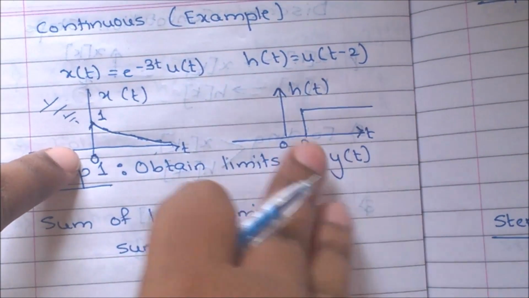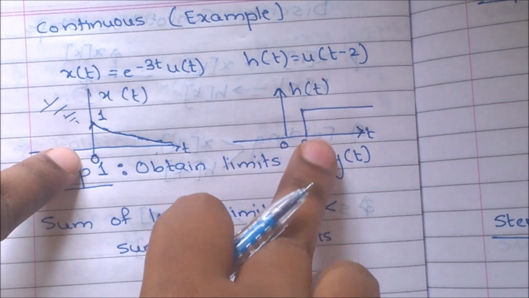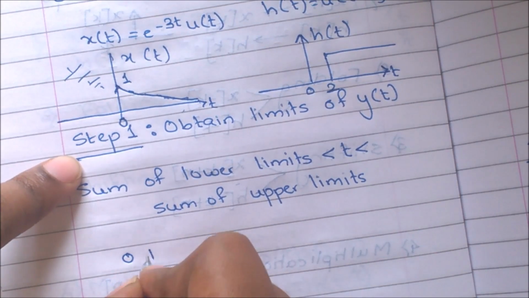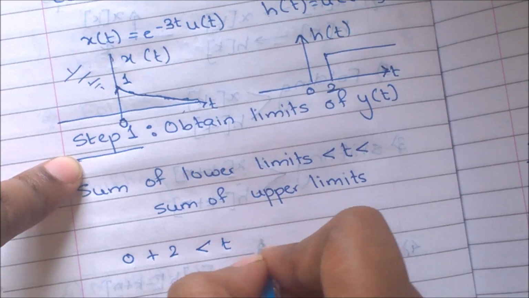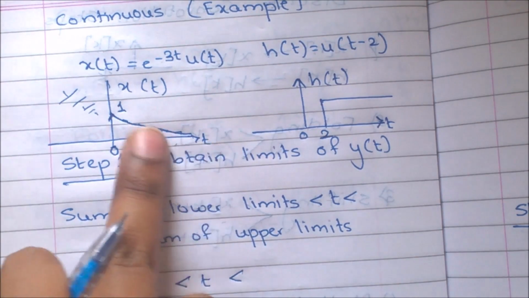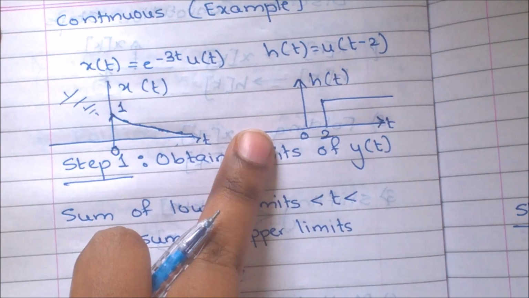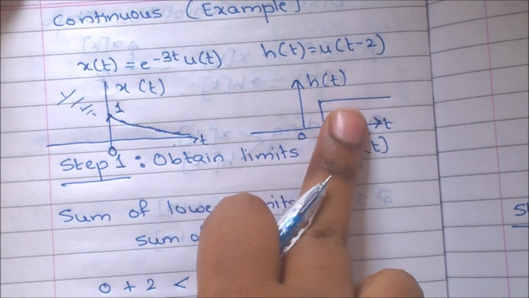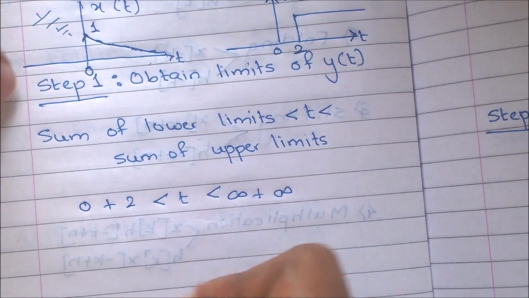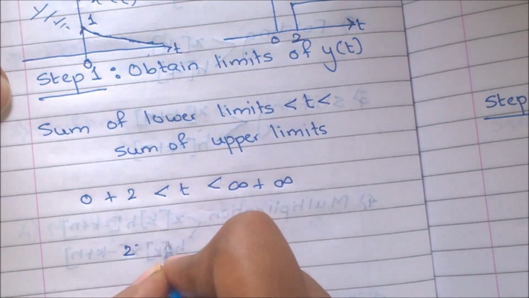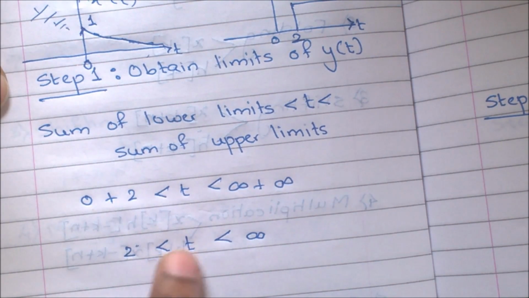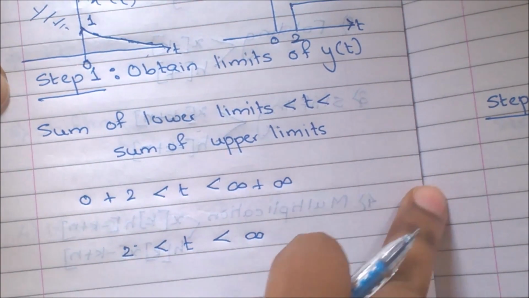And for h of t, the lower limit is 2. So the lower limit of h of t is 2. So we will add both of them, that is 0 plus 2 less than t less than the sum of upper limits. For x of t the upper limit is infinity because the signal is going to go till infinity. And for h of t similarly it is again infinity, so it is going to be infinity plus infinity. So we have obtained the limits, that is 0 plus 2 is 2, t and infinity. So t is going to lie between 2 and infinity.